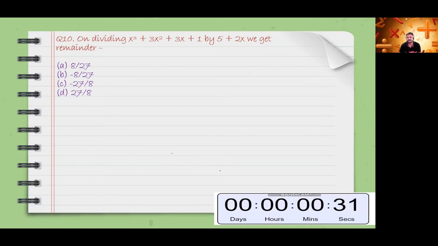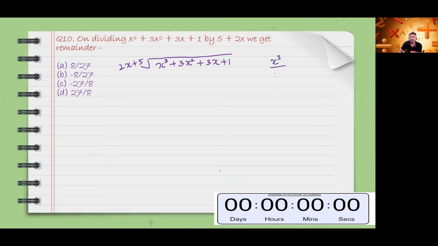Last 30 seconds. Okay, time up. We'll start the question. Now this is our dividend, so we'll write it: x cube plus 3x square plus 3x plus 1. Our divisor is 2x plus 5.